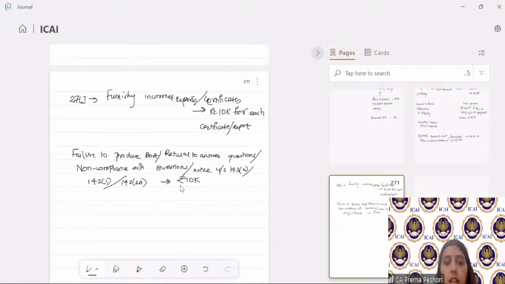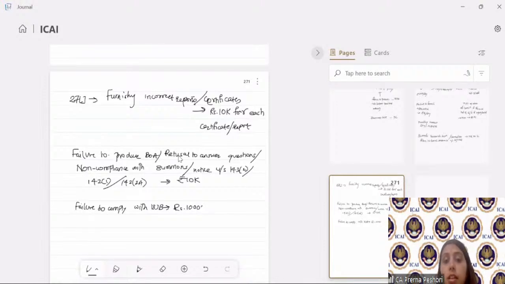Similarly, if the assessee fails to comply with the provisions of section 133B, where the income tax officer is collecting information, then it is 1,000. So, failure to comply with section 133B, it is rupees 1,000.